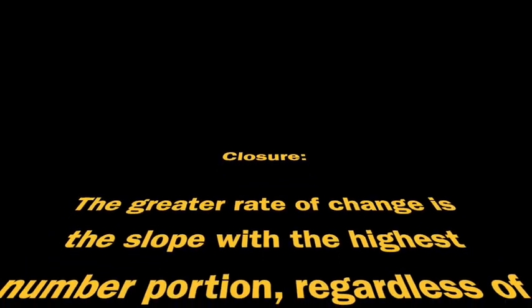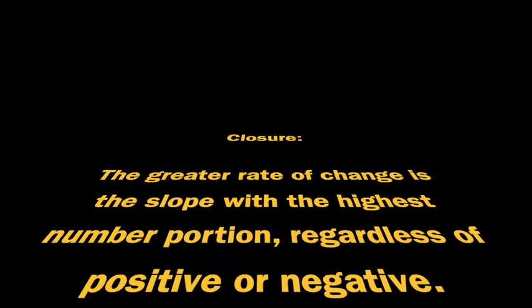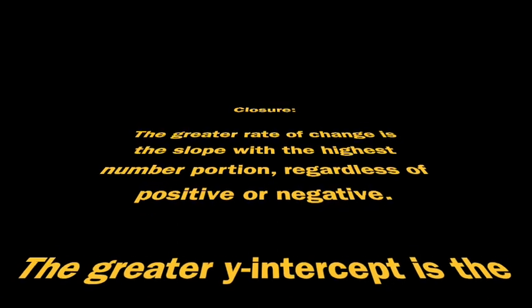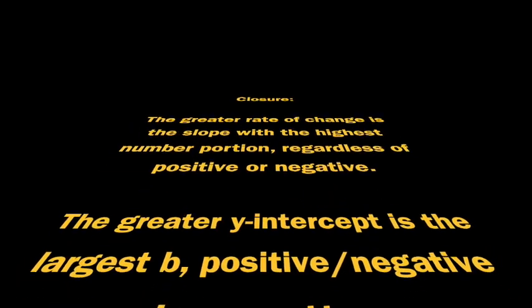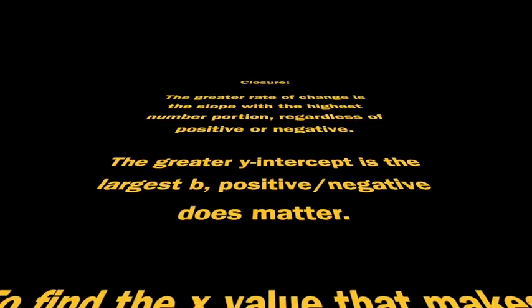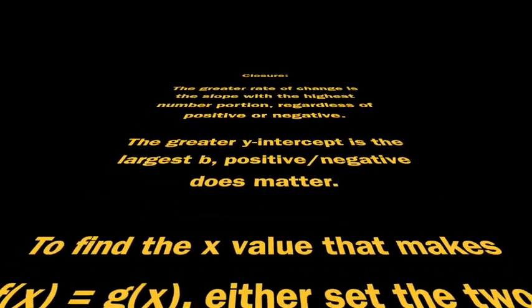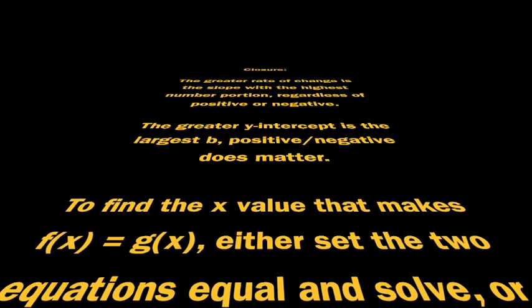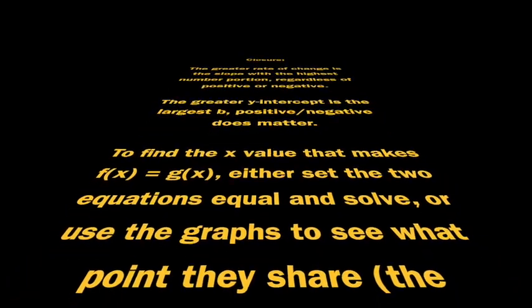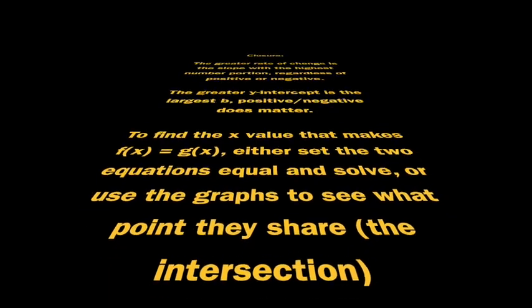So let's wrap up this lesson with a few tips regarding comparing functions. As far as the slope goes, the greater rate of change is the slope with the highest number portion, regardless of whether or not it's positive or negative. Regarding y-intercepts, the greatest y-intercept is the one with the largest b. It does matter if it's positive or negative when we're talking about the y-intercept. In terms of finding when two functions will be equal, which x value causes that, we can either set the two functions equal to each other and solve for x, or we can do it by putting both functions on the same graph and seeing where the lines intersect.